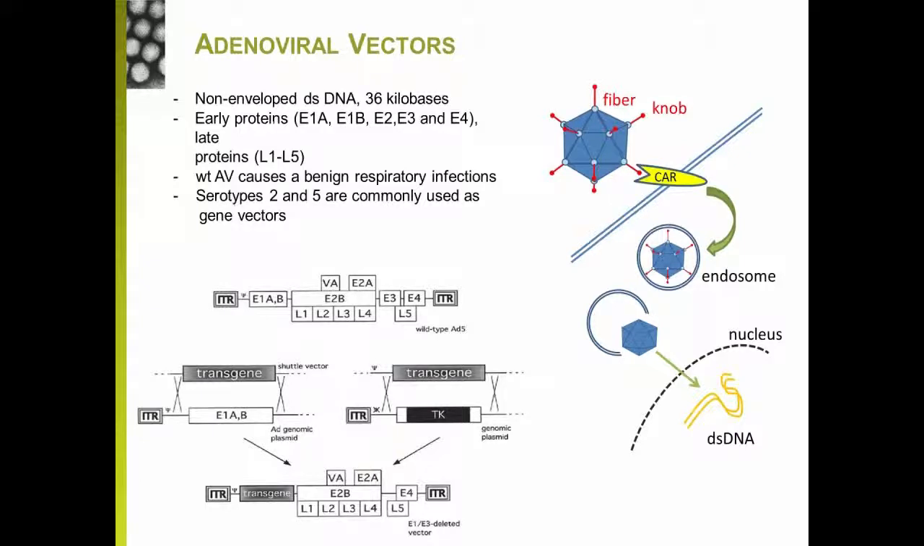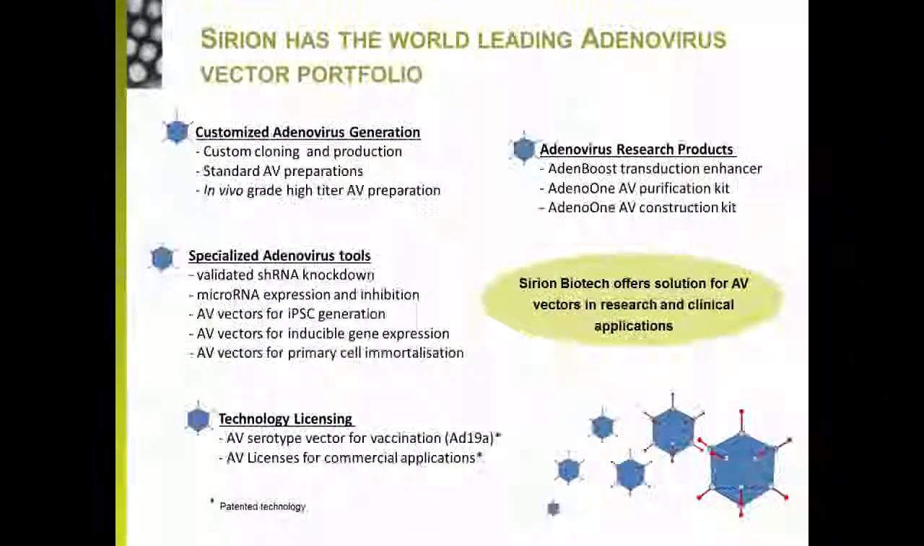A couple of words on adenoviral vectors. They are non-enveloped double-strand DNA viruses, and we use an E1 and E3 deleted vector. It is immunogenic in vivo, therefore we prefer to use it in vitro, and we use serotype 5 as a commonly used gene delivery vector. It can package up to 7.5 kb of foreign DNA.